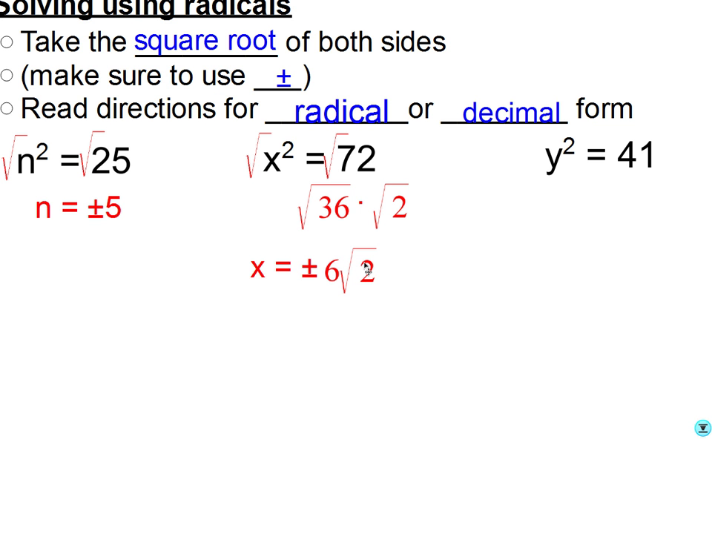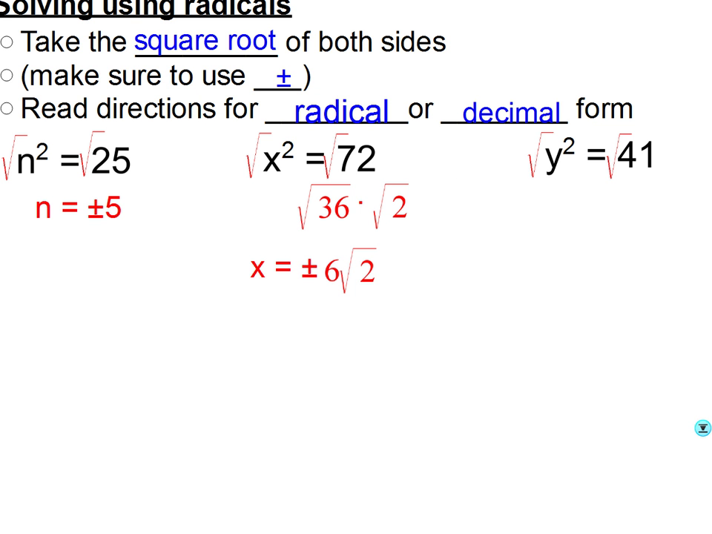Okay, I'm going to do the third one in decimal form for two reasons. Number one, 41 does not divide and simplify. And if it doesn't simplify, then decimal form is really the only choice that we have. Again, I want to reiterate, on your homework, read the directions. That'll tell you whether you should be answering in simplified form, simplified radical form, or decimal form.